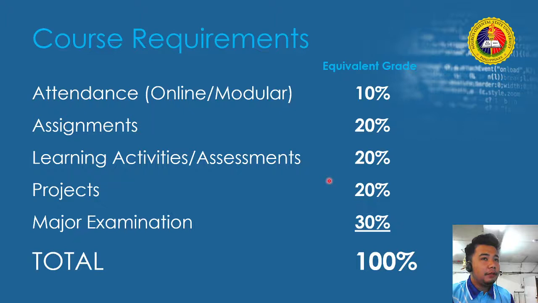So hopefully, if we are able to do projects this time, then it will be a separate thing, assignments and projects. But that will be a total of 20%. And lastly, we have major examinations, midterm and finals. That's a total of 30%, and a total of 100%.